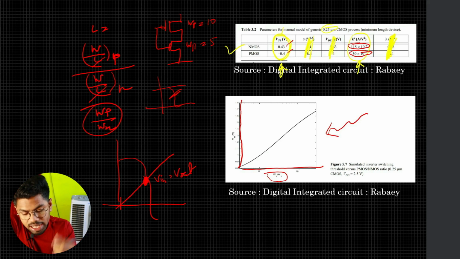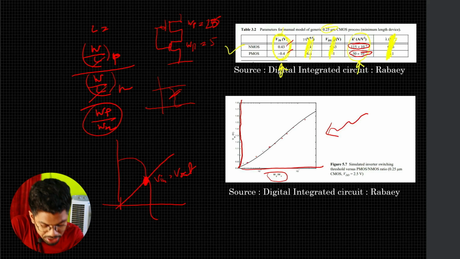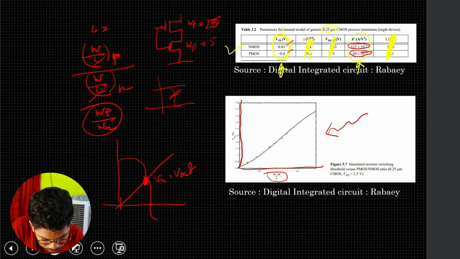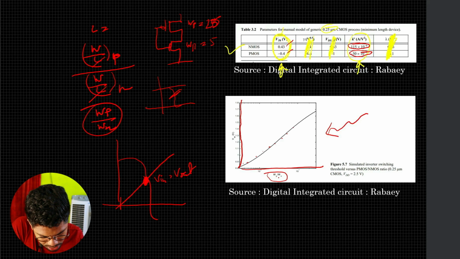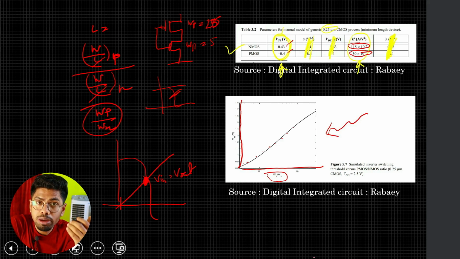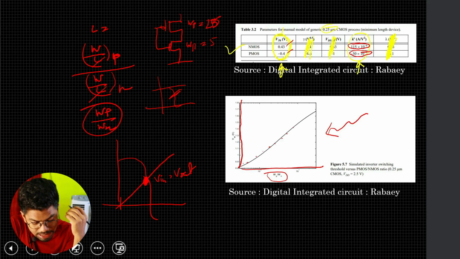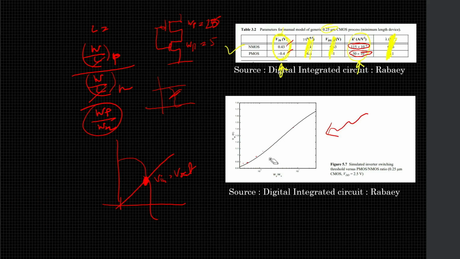What is that? Then probably they made it 3 times, then probably they made it 4 times, and likewise they have plotted this graph. And from this graph, one thing is very crucial to understand, and that is whenever your W by P over W by N is varied, and from this graph you need to know that this is for your VDD of 2.5.